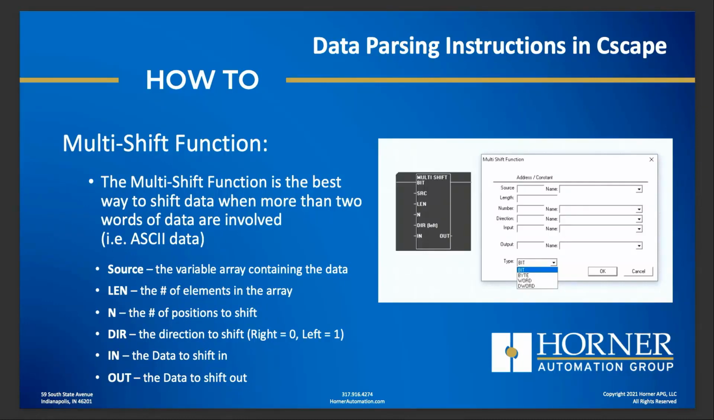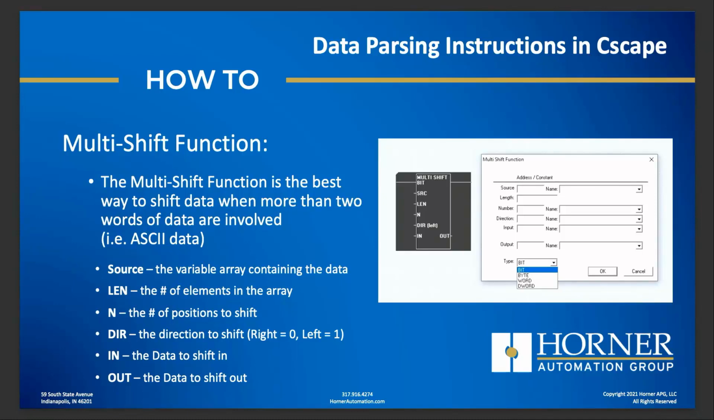Okay, so if you have 20 words of data starting at R1001, then your source would be R1001. Length is how many elements in the array there are. Now, with the multi-shift function, it works with either bits, bytes, words, or double words. So you can select the form that's the most convenient for you. Now, if you're dealing with characters from a barcode reader or something like that, it's 1 character per byte. So it might be the most convenient to do a byte style multi-shift. So the example I'm going to show today does exactly that.